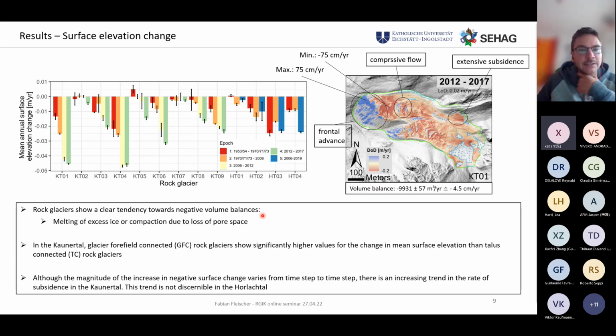As can be seen, the magnitude of the increase in negative values varies from time step to time step, but at least in the Kaunertal, so these rock glaciers that are marked with KT, the negative values increase from time step to time step, and this phenomenon is not that clearly visible in the other valley.